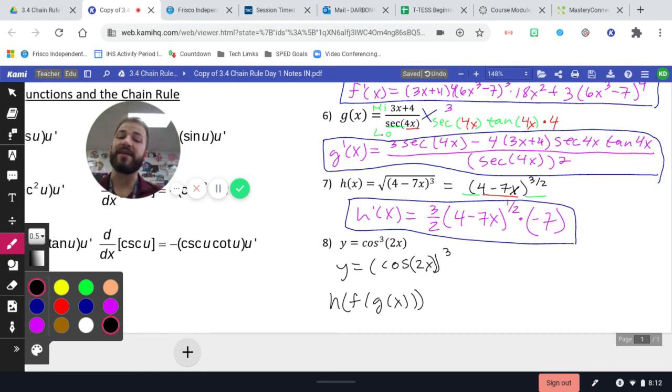When we have this, we're going to derive from outside in, applying the chain rule each time. My furthest outside function is the cubed.